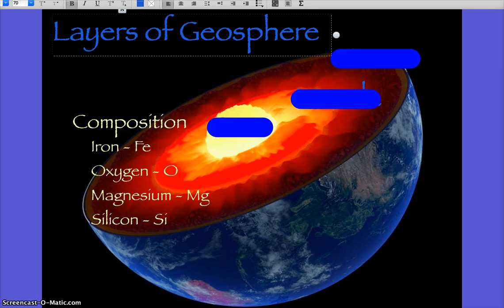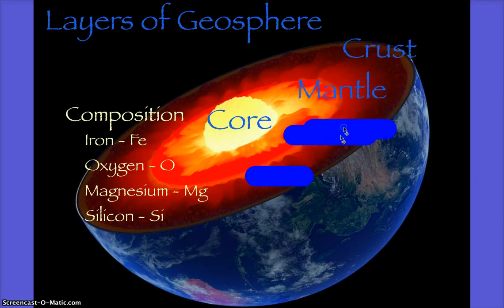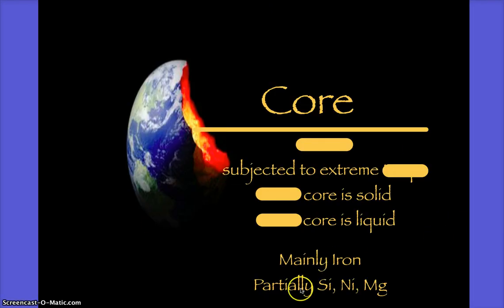So what are the three parts of the geosphere? Who knows? Starting right here, the core, and then we move on. Mantle, and we move on. Good job. Core, mantle, crust. And we're going to learn about each. So the core, mainly iron, silicon, nickel, but we don't have to know this for the test. I'm being nice, eliminating major composition of each part.